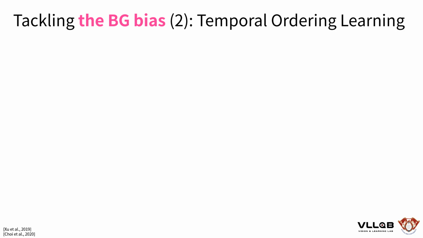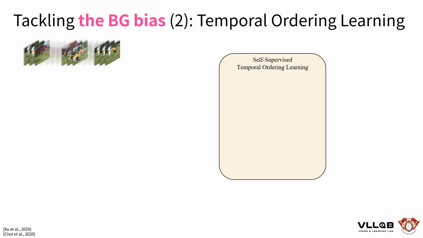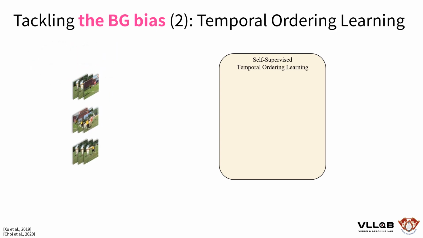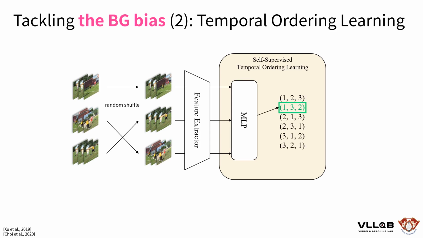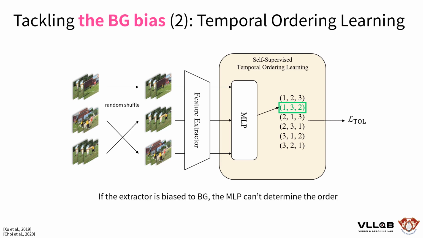The second technique is temporal order learning. This is a model, and we'll have a video. We can sample multiple clips from it, and we shuffle them, feeding them, and let this model predict the order. Then we compute the loss. If the extractor is biased to background, the MLP cannot determine the order, which means it is debiasing.